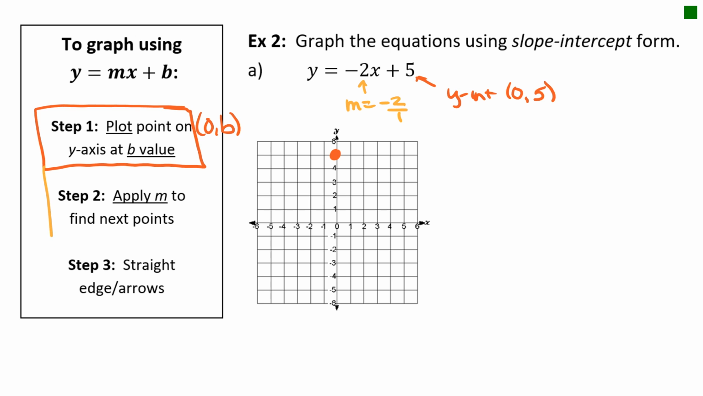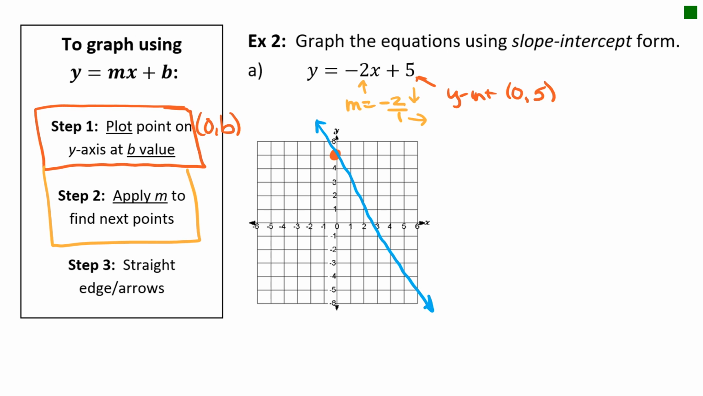Then it says apply m to find the next points. Now m, see how it's written up and down? If it's written up and down, that means you go up or down first. Since -2 is negative, you go down 2 and then 1 is positive, so you go to the right one. So you go down 2, right 1, there's your next point. Down 2, right 1, there's your next point. Down 2, right 1, there's your next point. And then you're going to connect those points, and it's a line, so it has arrows at the end.